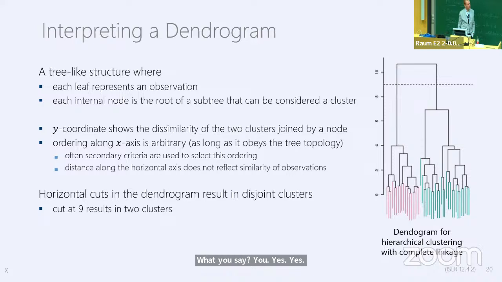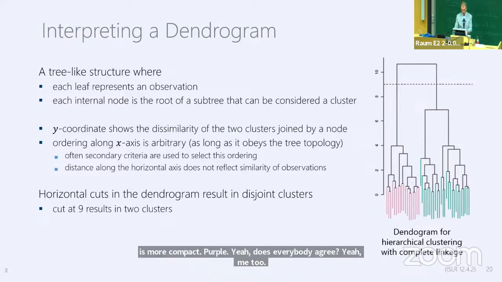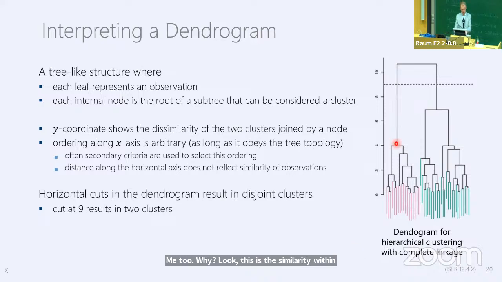So which of those two clusters, the purple or so the left or the right one, the purple or green one, which is more compact? Purple. Yeah, does everybody agree? Yeah, me too. Why? Look, this is the similarity within that cluster. This is the similarity within that cluster, right?